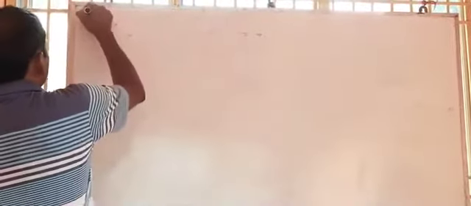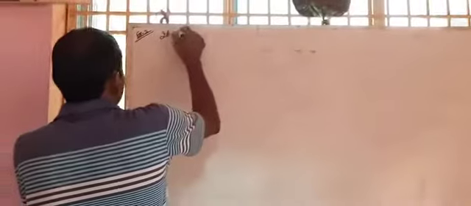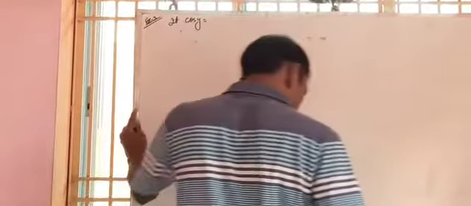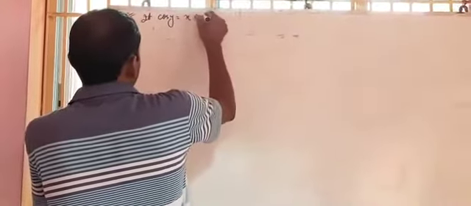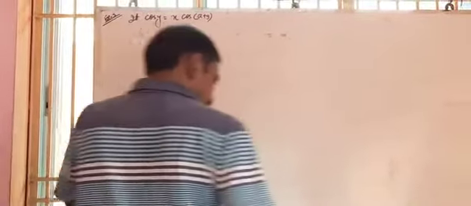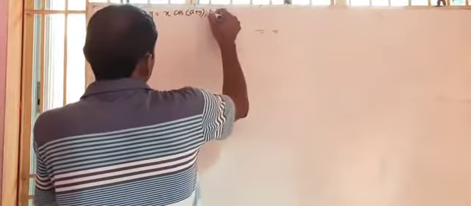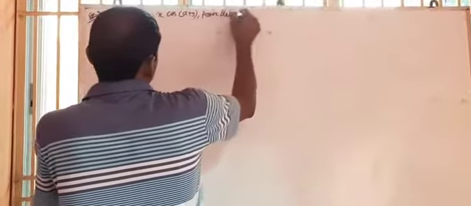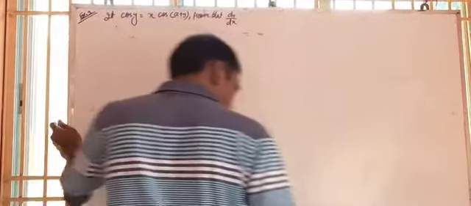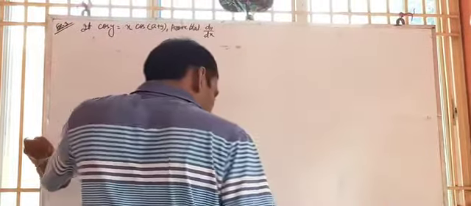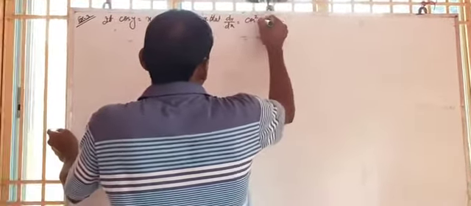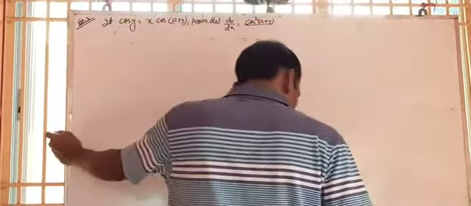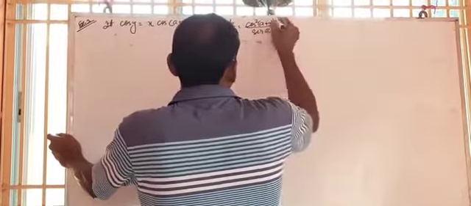Example 3. Question is, if cos y is equal to x into cos a plus y, then prove that dy by dx equal to cos square a plus y whole divided by sin.